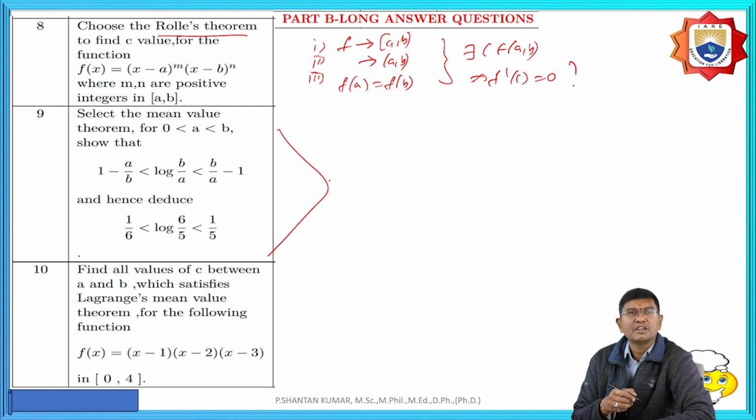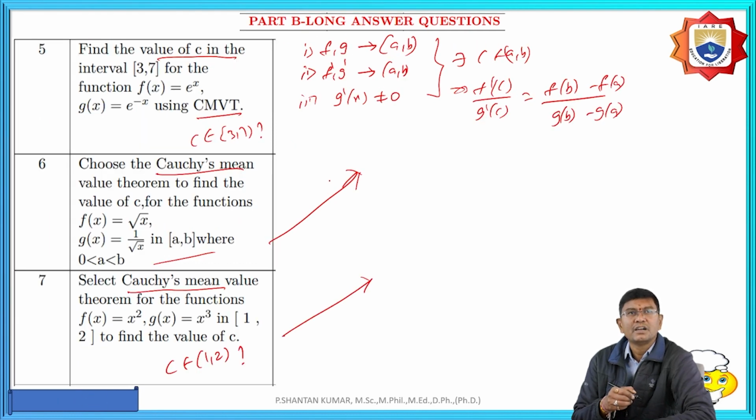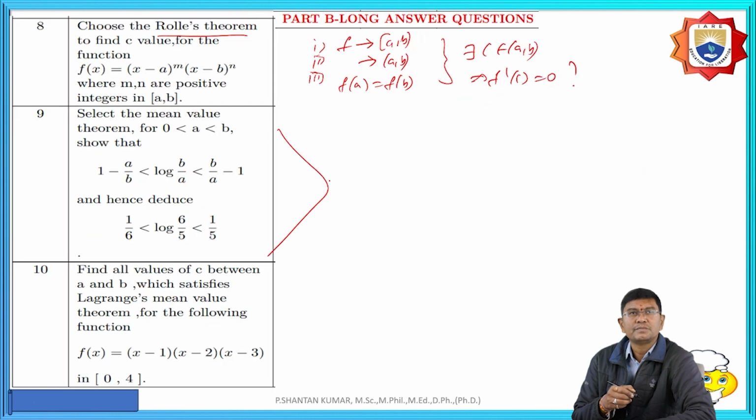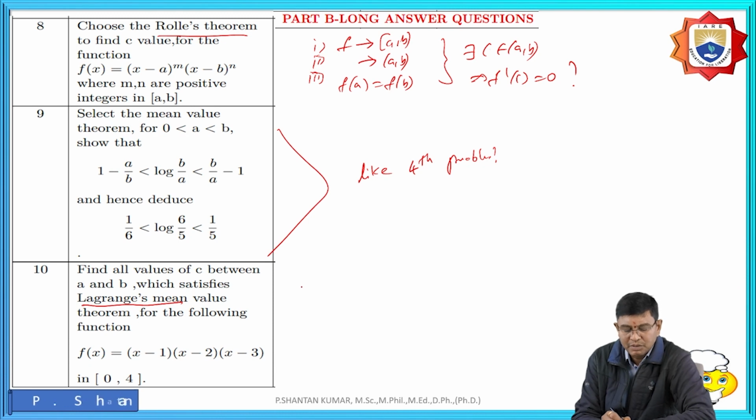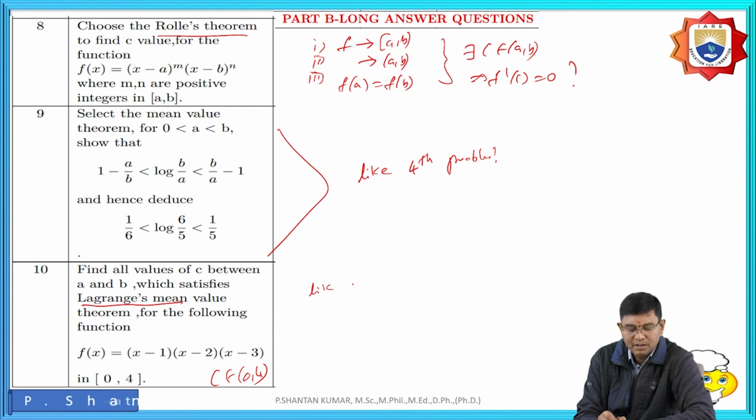Lagrange's mean value theorem is a problem based upon the fourth problem. Find the solutions. And similarly, Lagrange's mean value theorem, we need to further take 0, 4 only, like the 6th and 7th problems.